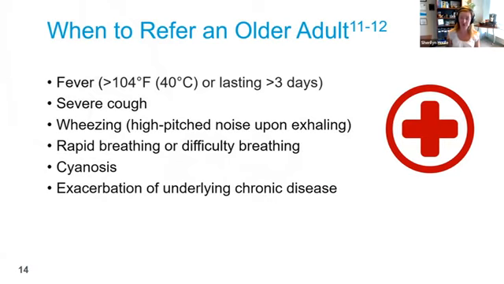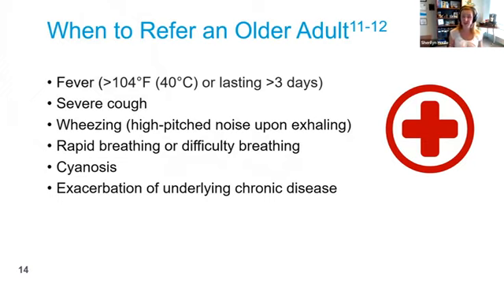Especially in our older adult population, our immunocompromised population, and also our very, very young children. So our children under 1 as well as the older adult population, we do see the risk of hospitalization and complications go up in those particular age groups. So if we have an older adult presenting to the pharmacy with symptoms that may be consistent with RSV, here's some criteria for when we may want to refer them to get some medical attention.